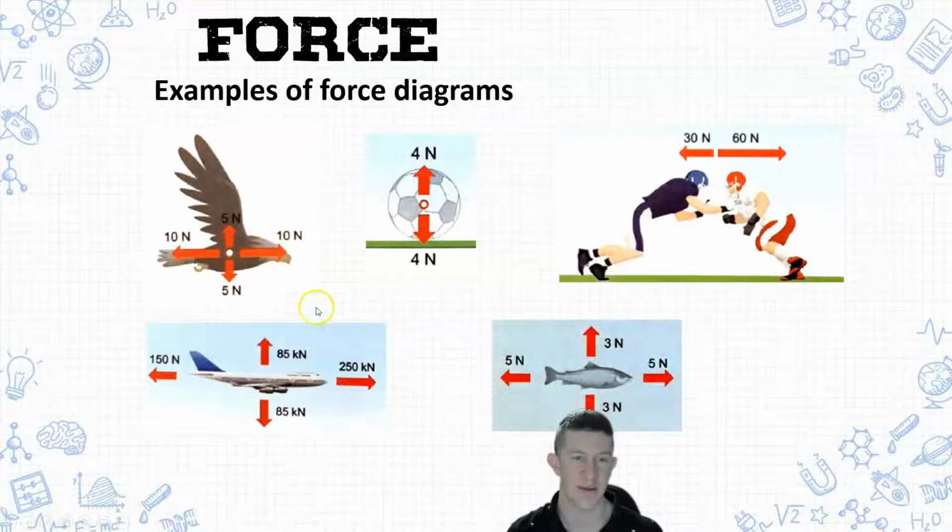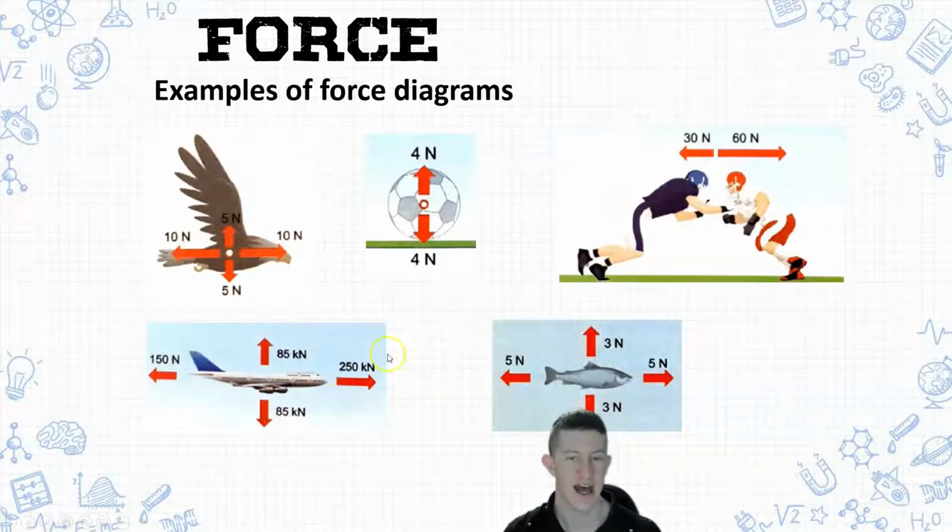So in all of these examples, we can see the different amounts of force. Classic plane example. Have a think for a second. What is the name of this force? We've talked about it last lesson. It is the thrust. So the thrust of the engine is pushing forward.